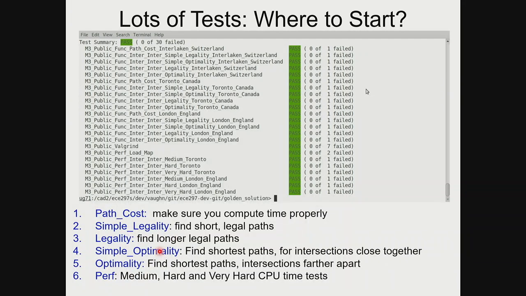Okay, and then similar to simple legality and legality, there are simple optimality and optimality. Now these ones test for optimality, but again, the simple ones are just between nodes that are 1 hop or 2 hops away from each other, so they are very close. And optimality is for any path in the city. For any 2 intersections in the city, are you able to find the optimal solution? Or if there is no path between them, are you able to return the right thing? Okay.